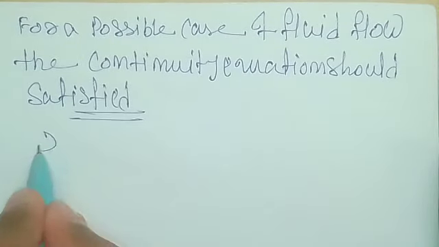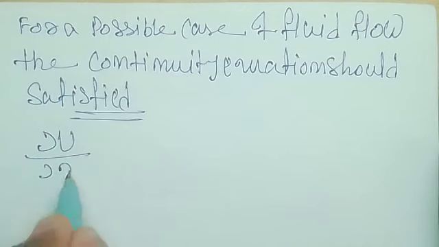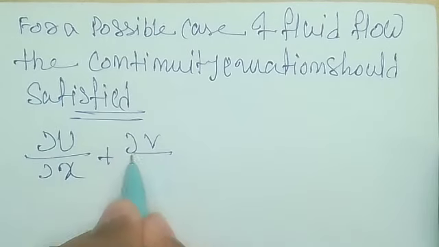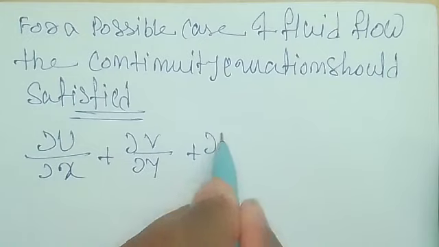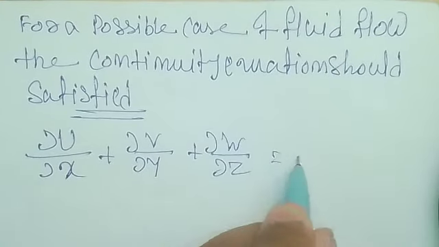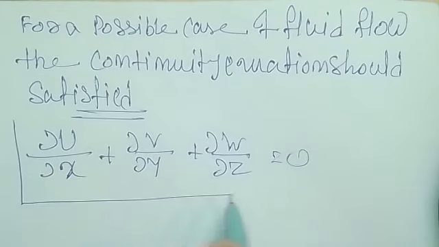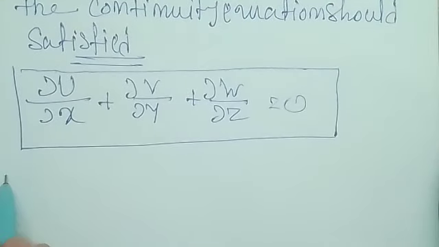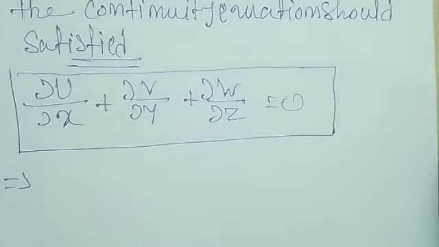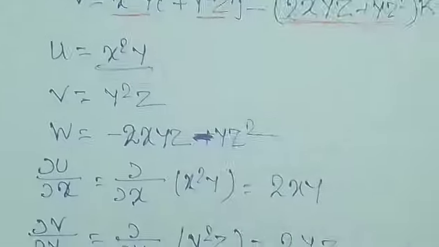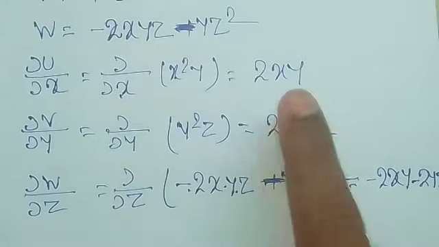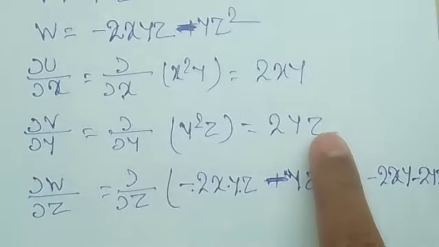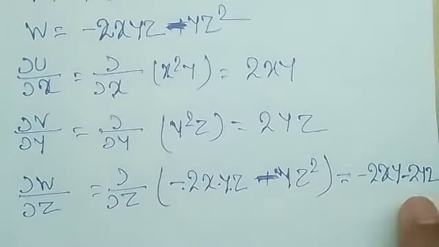So what is the continuity equation? ∂u/∂x + ∂v/∂y + ∂w/∂z = 0. If any fluid satisfies this, it means it is a possible case of fluid flow. So ∂u/∂x is what? ∂u/∂x we just calculated, I'll show you again: 2xy, ∂v/∂y is 2yz, and this is minus 2xy minus 2yz.